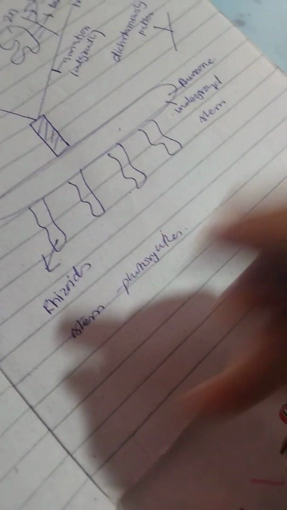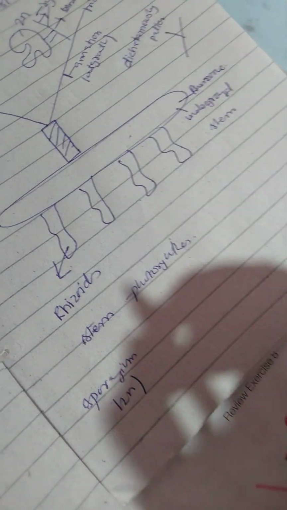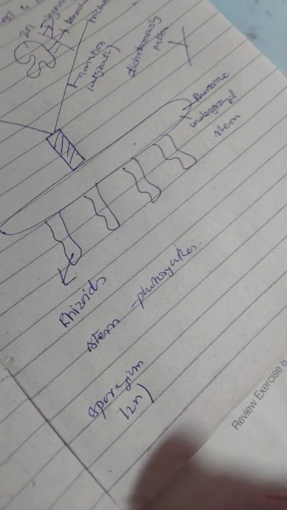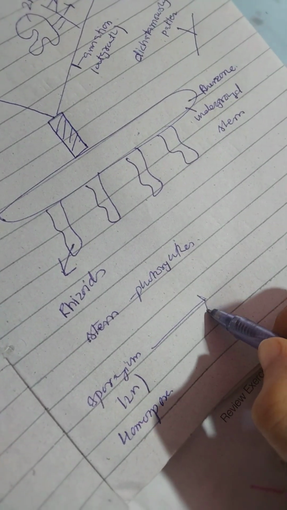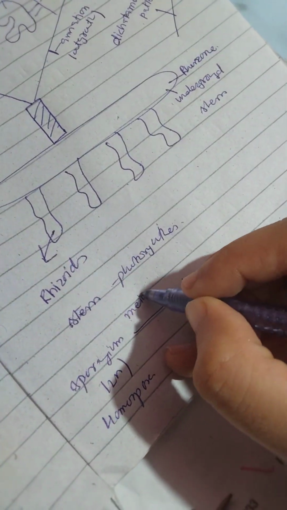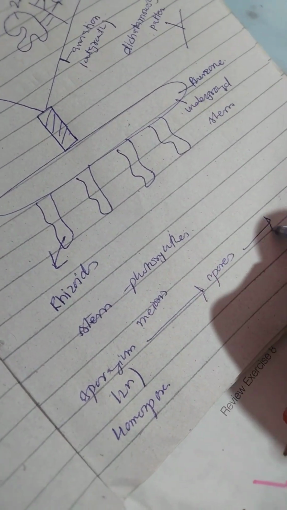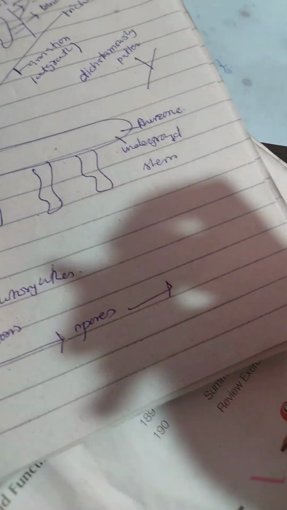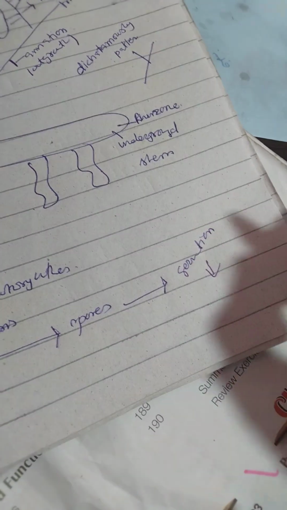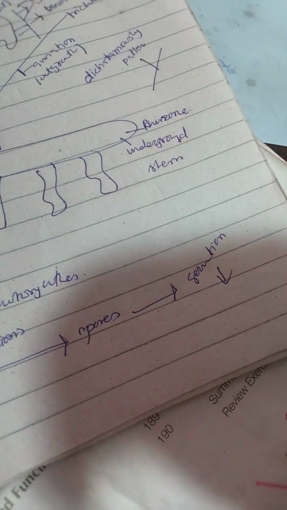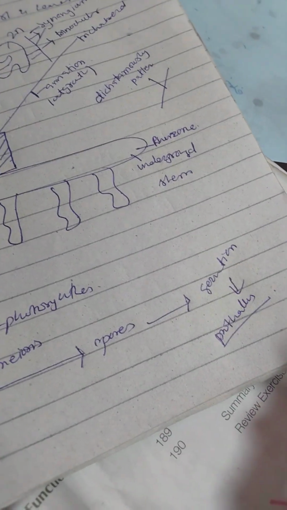This, for example, is the sporangium. It is 2n. Basically, it possesses homospores. Here meiosis will take place, and spores will be formed. And from these spores, germination will take place, and then there will be the production of the prothallus, or it is also known as the gametophyte.